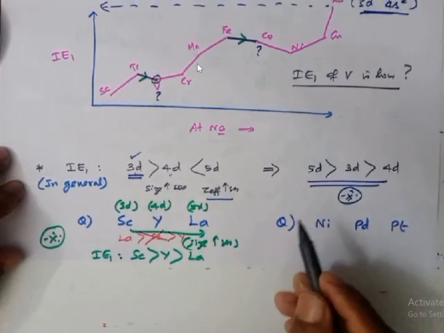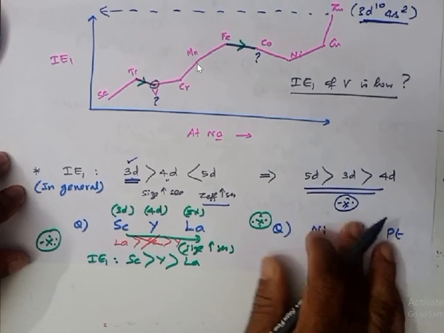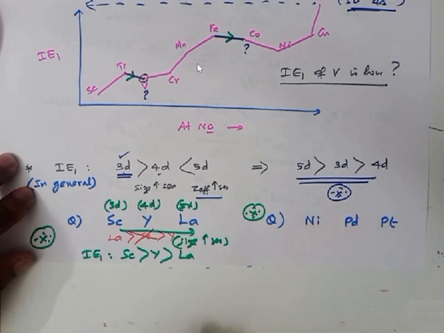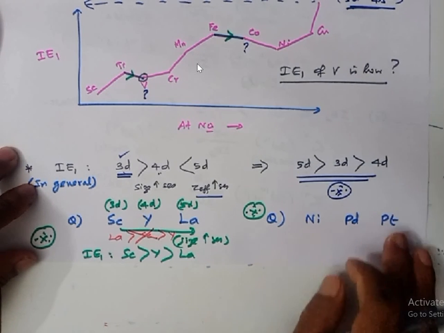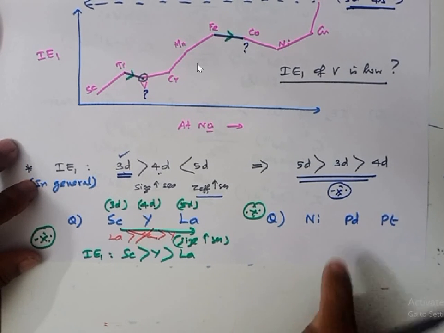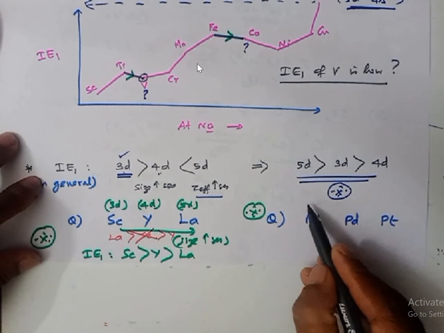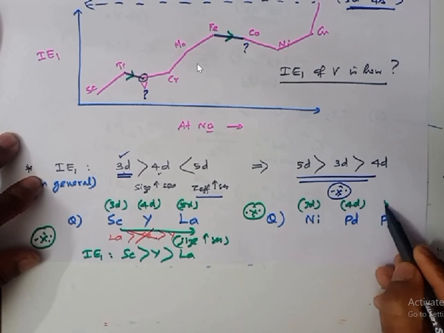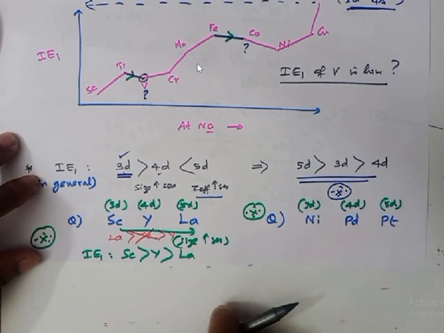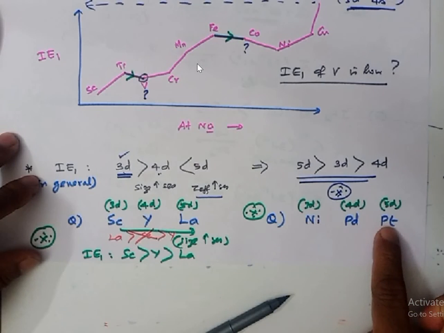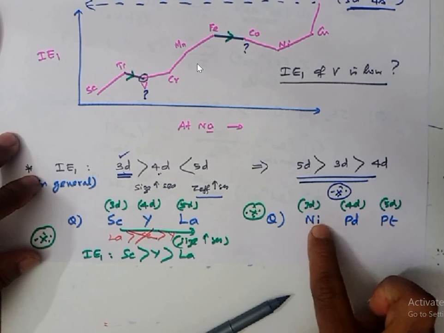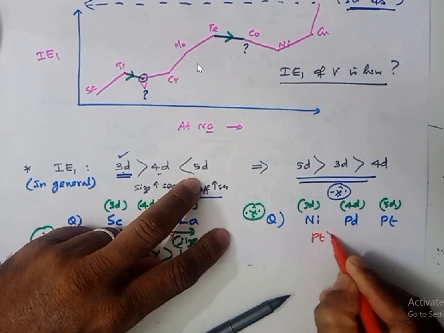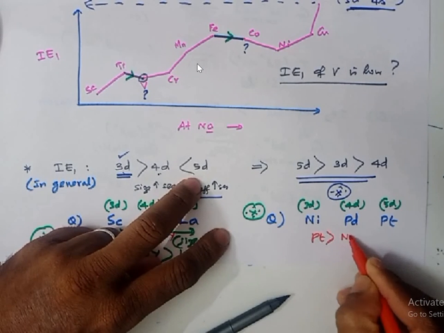Now, this is another important question often expected in the examination. Compare the first ionization energy of nickel, palladium, platinum. What is the normal order? Nickel belongs to the 3d series, palladium belongs to the 4d series, platinum belongs to 5d. What is the expected order? 5d is supposed to have high ionization energy, so platinum is supposed to have the highest, then nickel, then palladium. So this is the expected order.